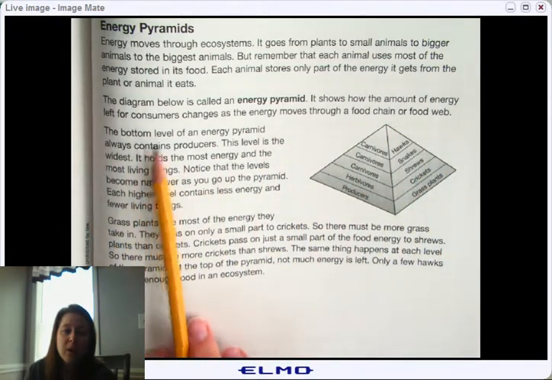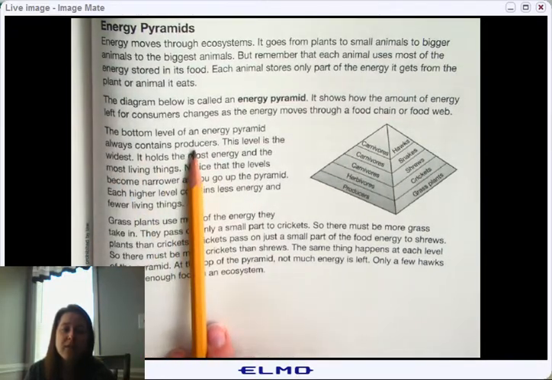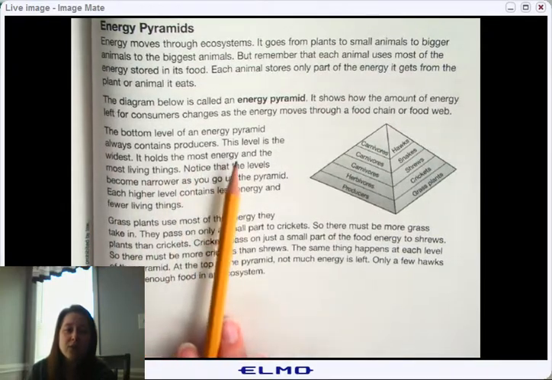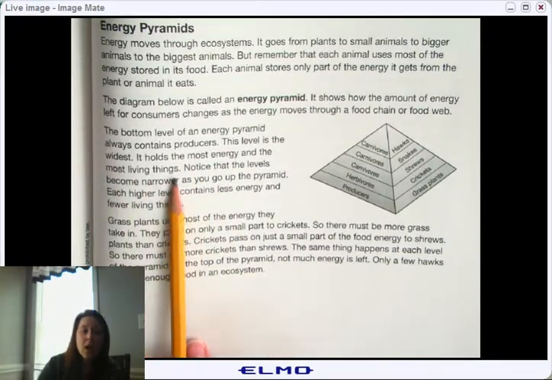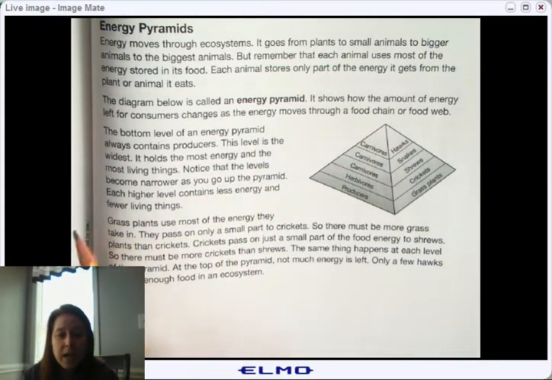The bottom level of the energy pyramid always contains producers. This level is the widest. It holds the most energy and the most living things. Notice that the levels become narrower as you go up the pyramid. Each higher level contains less energy and fewer living things.